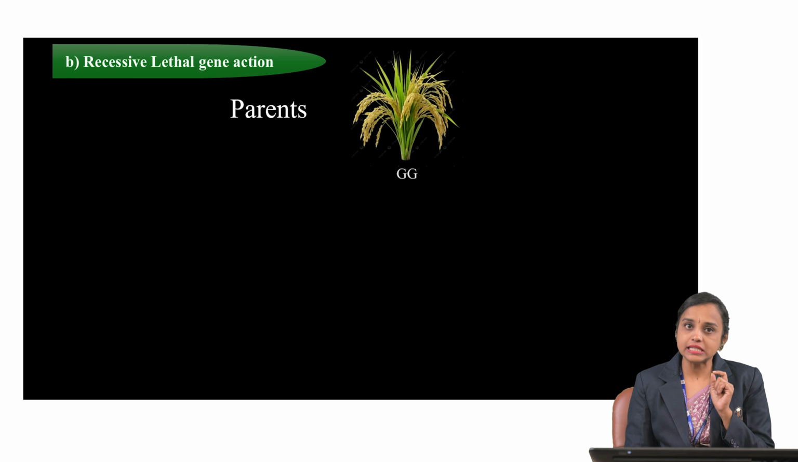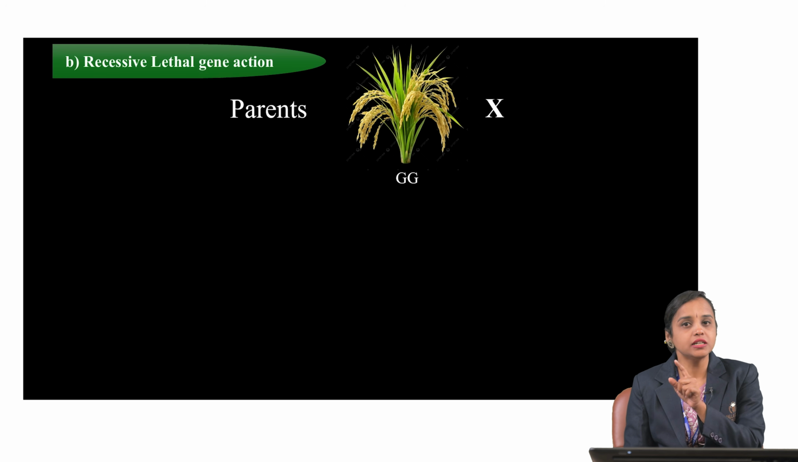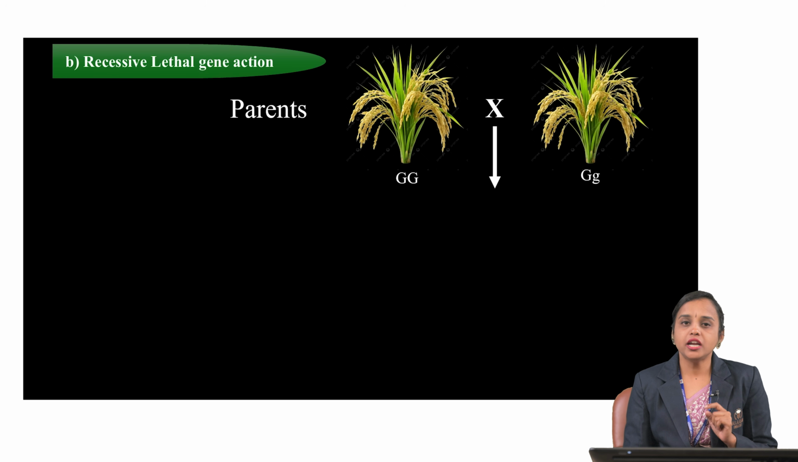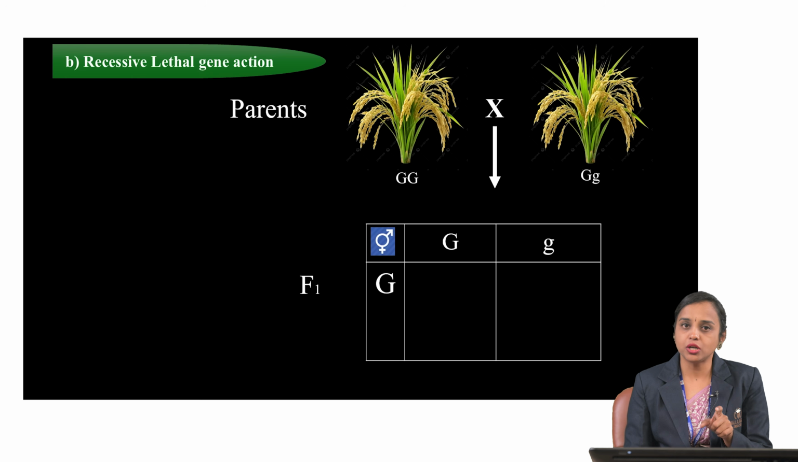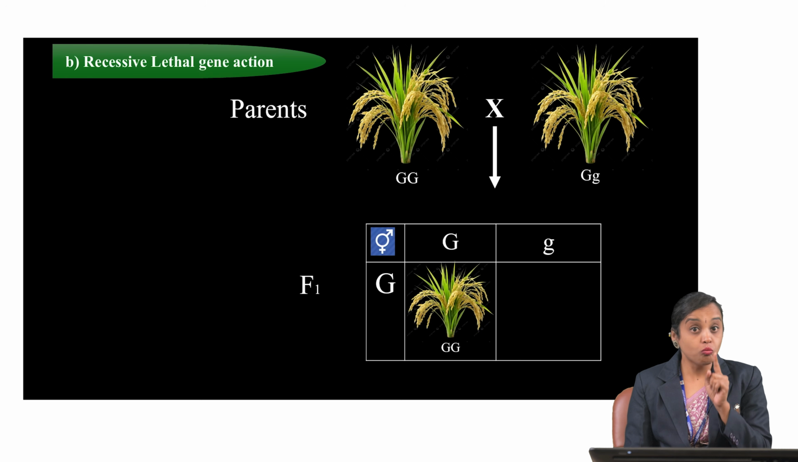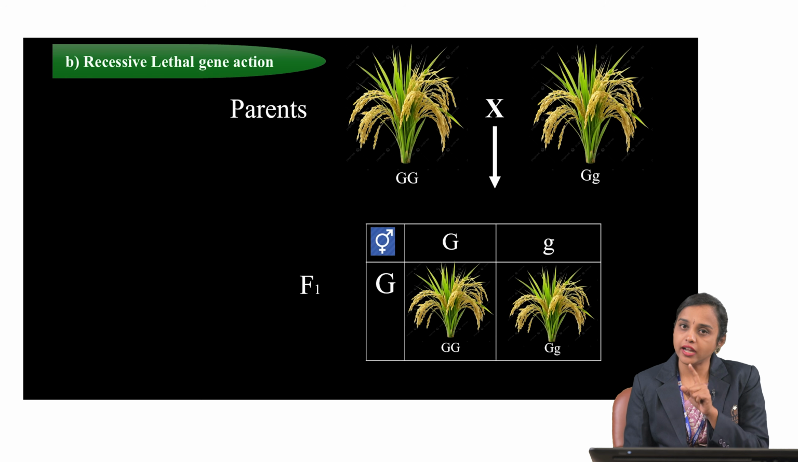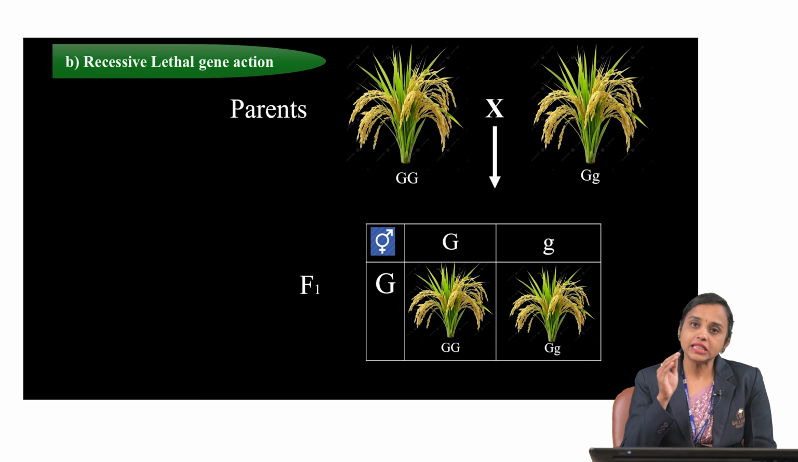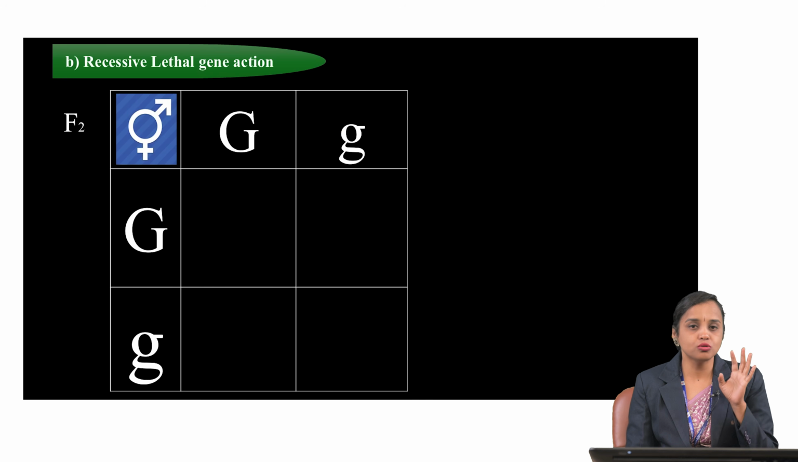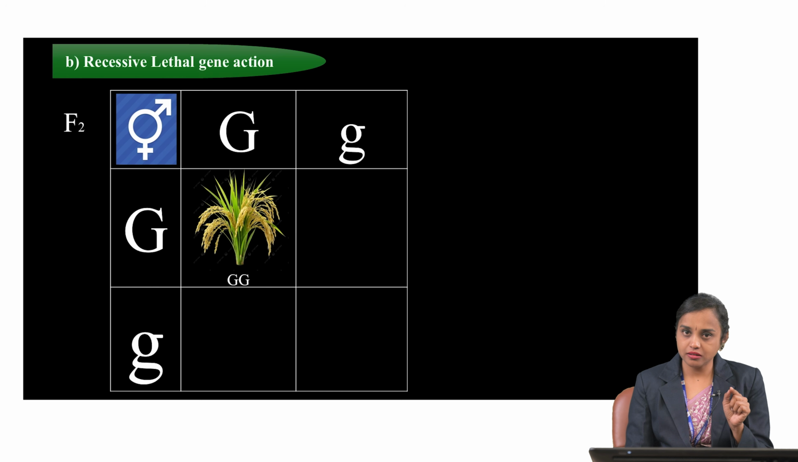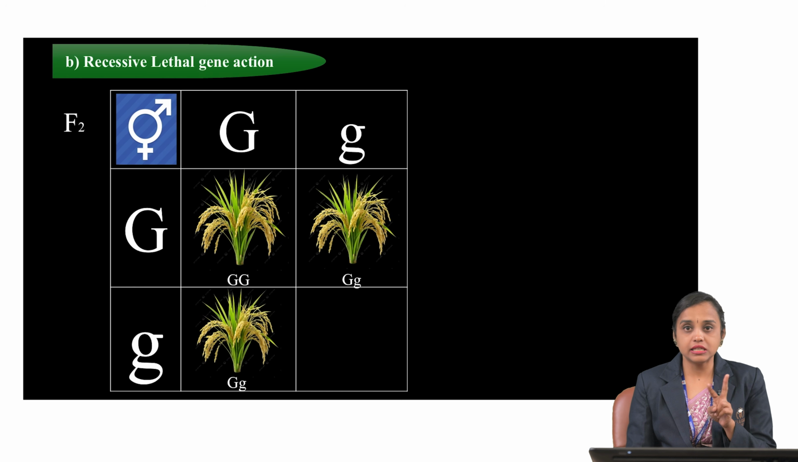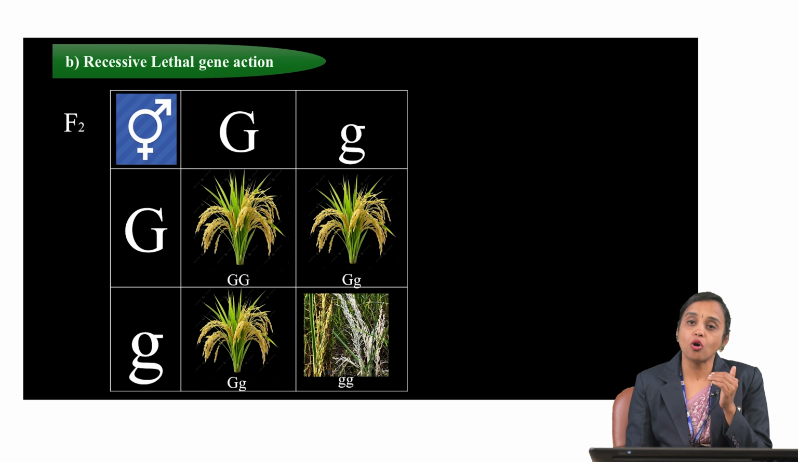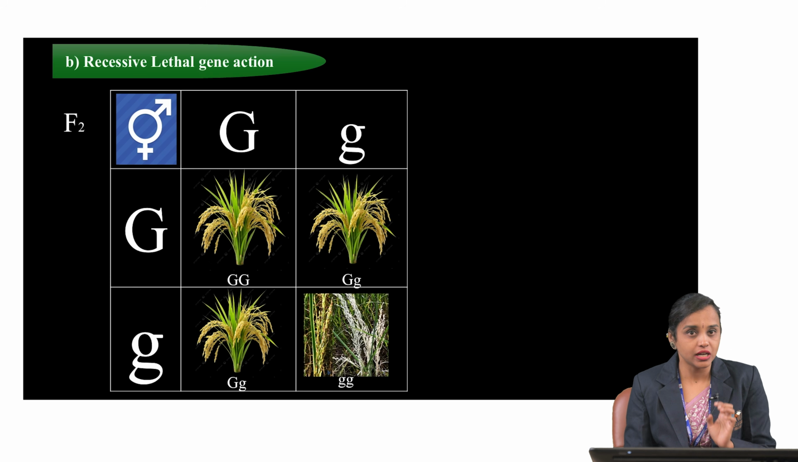When a homozygous green plant is crossed with a heterozygous green plant, it produces progeny consisting of a homozygous green plant and a heterozygous plant. Then these heterozygous plants are selfed. So it produces 4 different types of progeny: a homozygous green plant, 2 heterozygous green plants, and an albino plant, which is obtained in homozygous recessive condition.